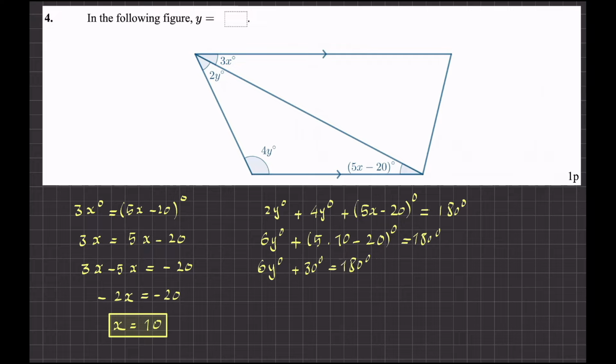Okay, and I move 30 degrees to the other side, so it becomes 150 degrees. I divide by 6, y degrees becomes 25 degrees. So the pure number y is just 25. So what we have to type there is just simply 25.